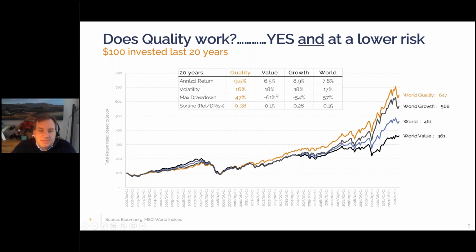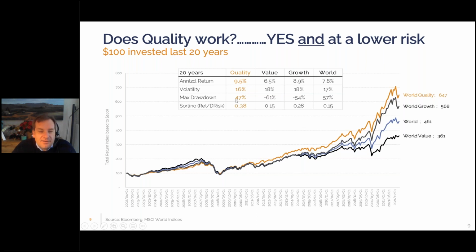Now the interesting thing is in this table I'm presenting, we can see that the annualized return of quality is 9.5%, so it's almost double digits, and we can see how that is compounded quite handsomely. It gives you $647. But the interesting part is that not only has it outperformed over 20 years, the volatility is lower. The maximum drawdown is low.